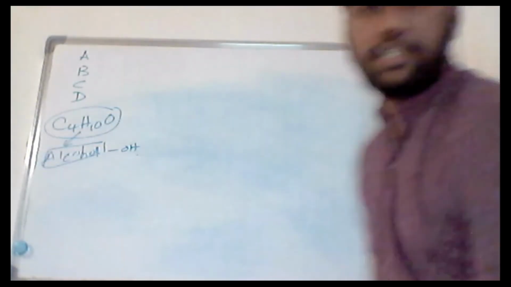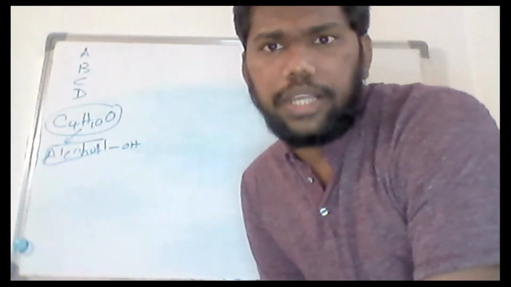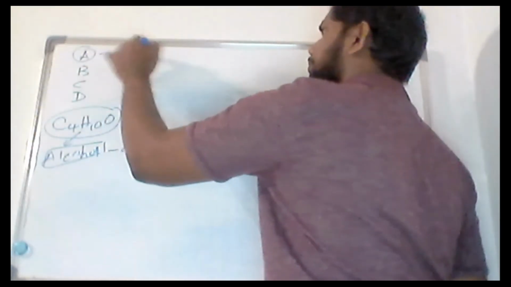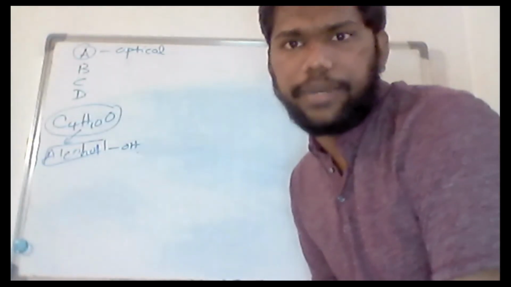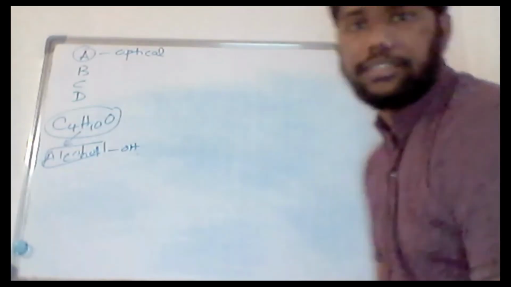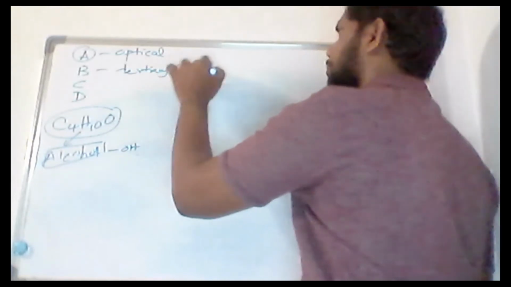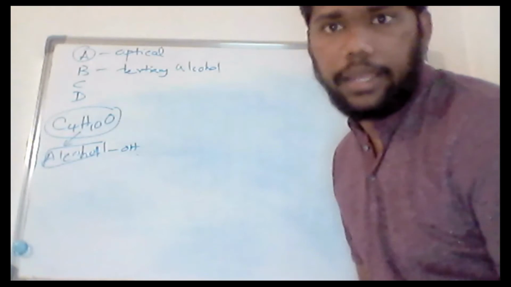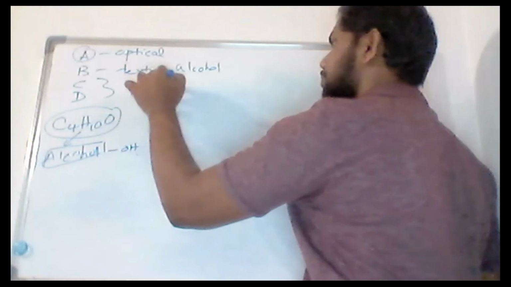Then we will move on further. Of the four isomers, only A exhibited optical isomerism, so A is optical. B, C, and D were added separately to conc. HCl containing ZnCl2, which is our Lucas reagent in this case. B reacted very rapidly, so B is a tertiary alcohol because it is very rapid. C and D were very slow, so basically these two could be primary alcohols.